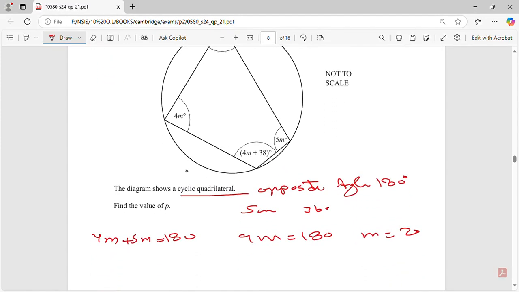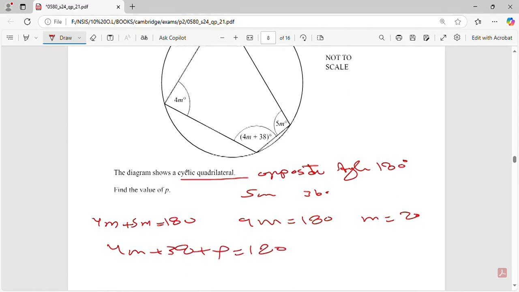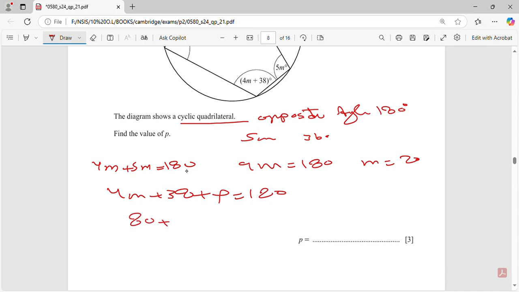Since m equal 20, 4m plus 38 plus p equal 180, and instead of m, I will put 20. It will be 80 plus 38 plus p equal 180. Of course, 80 plus 38 would be 118. P equal 180 minus 118, which equals 62. So the value of p is 62. You understand it?